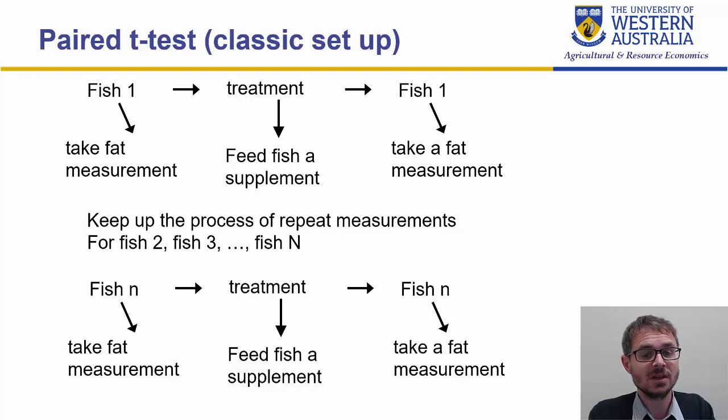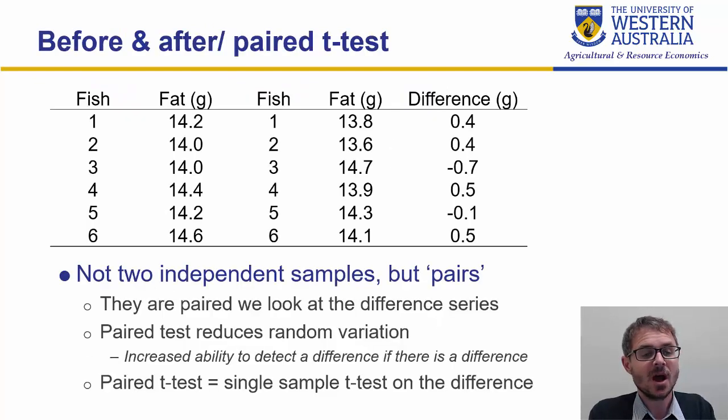on each fish. Now the way that data would appear is that I've got multiple measurements on the fish. For fish 1 I have a measurement before, and for fish 1 I have a measurement after. And really what you can see there on the end is that I've got the difference. So what I'm interested in is the differences on the individual fish.